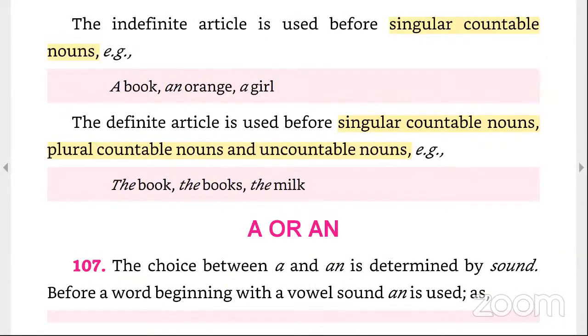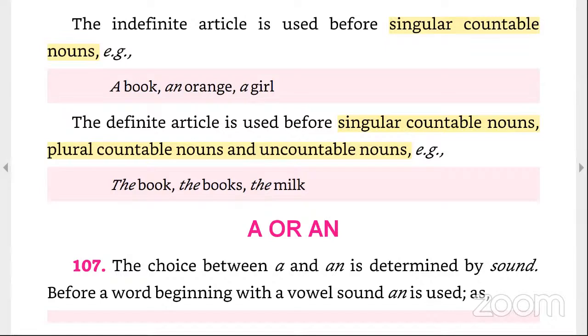So now, indefinite articles are used before singular countable nouns. A book, an orange, a girl. The definite article can be used with a singular countable noun, plural countable noun, or uncountable noun.